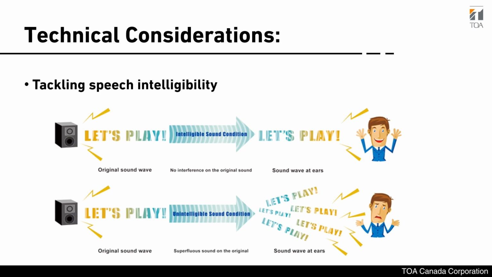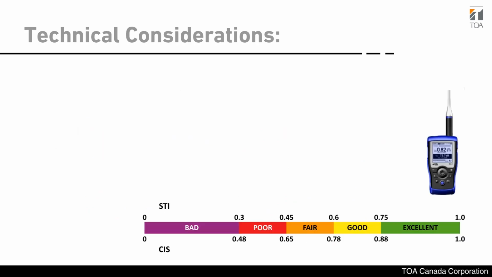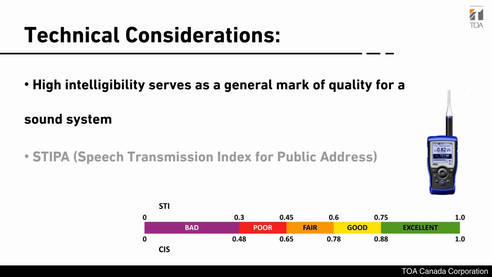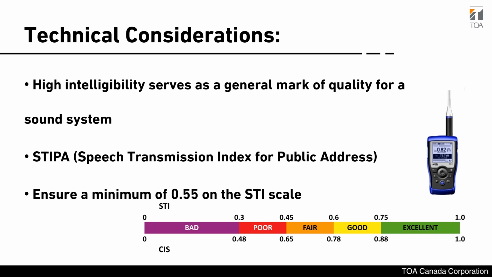High speech intelligibility isn't just about sound quality, it's also crucial for safety and emergency messages. It is measured using STIPA, Speech Transmission Index for Public Address systems, which gauges how well speech can be understood. For compliance and safety, a system should reach at least 0.55 on the STI scale, though higher is always better.